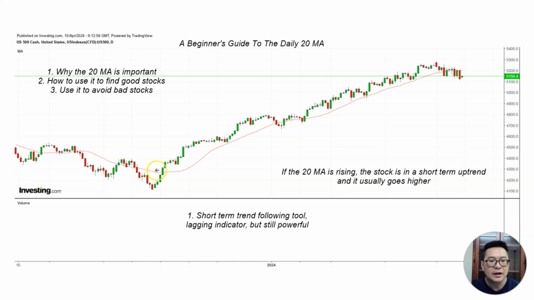Just look at it. Here the MA was flat and it started to rise, and see how the S&P 500 futures go up all the way. So it's a very powerful tool. You can use it in any stock, any market, whether it's the cryptocurrency market or the futures market or the commodities market, whatever it is. Once you learn this, you can transfer this skill to any market that you want.